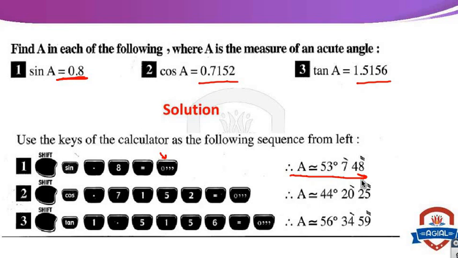By similarity, cosine A equals 0.7152. Press shift cosine 0.7152 equals, press comma, equals. The measure of angle A equals 45 degree 20 minutes and 25 seconds. Tan A equals 1.5156. Press shift tan 1.5156 equals, press comma, equals. A is approximately 56 degree 34 minutes and 59 seconds.